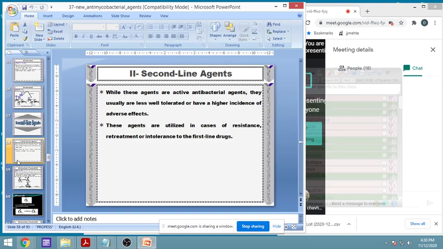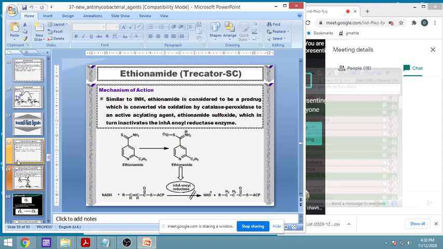The second line agents are active antibacterial agents. They are usually less well tolerated or have higher incidences of adverse effects, or comparatively they have less activity. They are utilized in case of resistance or treatment intolerance, for example hepatic toxicity, as we have seen. If that is present, then we can go for any of these. So next is ethionamide.